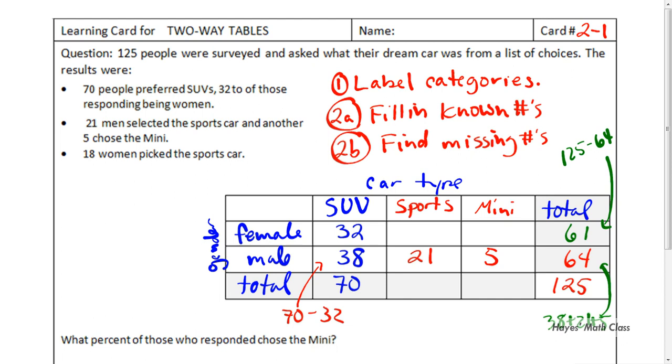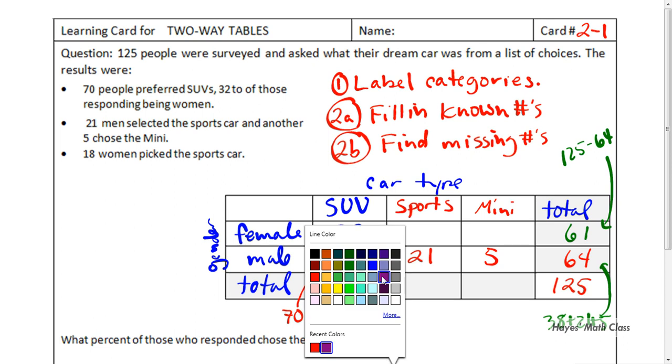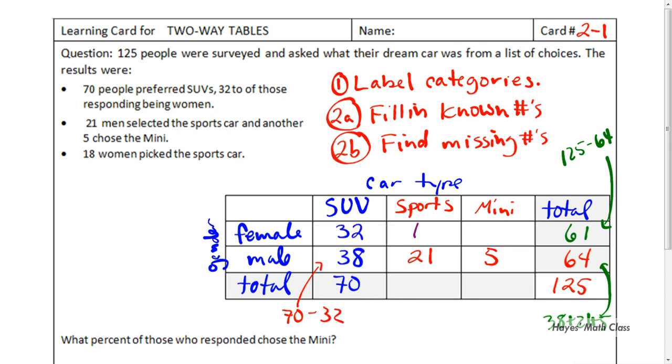Personally, I like to fill in information as soon as I can. And so because of that, I do what you just saw me do. All right, so 18 women chose the sports car, which again, now total here, this is going to be 18 plus 21. So that means that a total of 39 people chose a sports car.